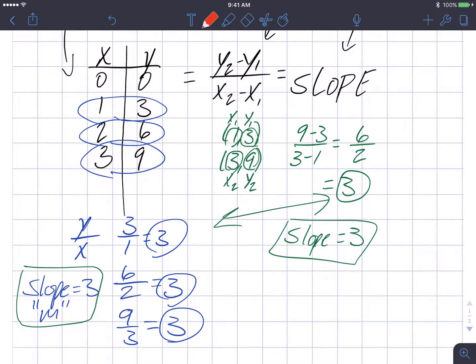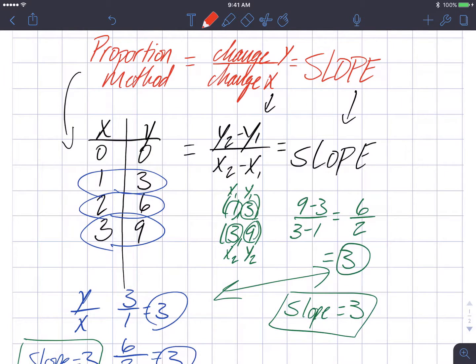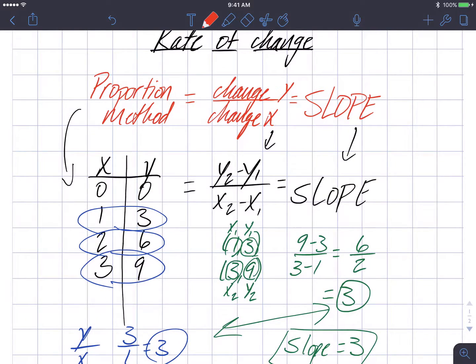Alright, so I hope this video was helpful. There are many ways to find the slope. This is just 2 ways. Preferably, I always use this one. But if this is easier over here for you, then you could do that as well.